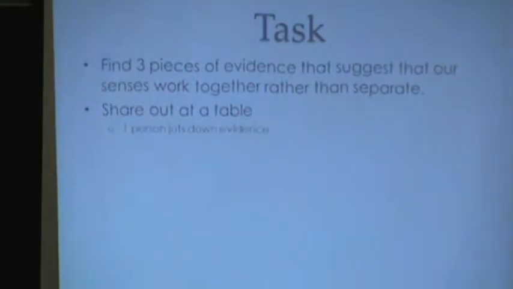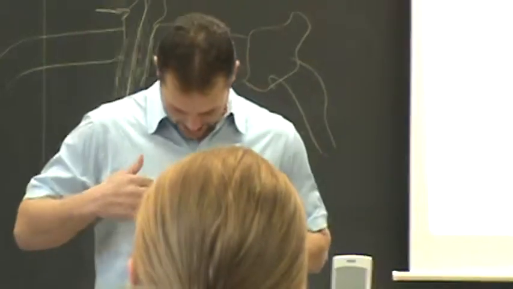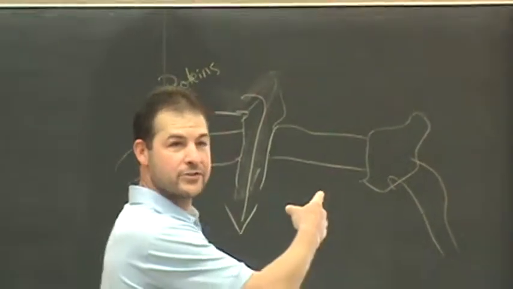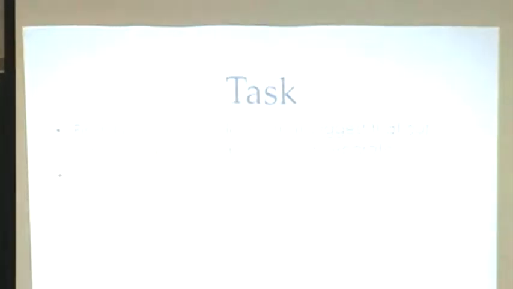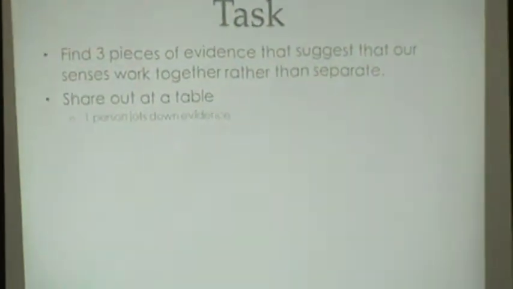So just real quick, indulge me, so that we can practice this. If you go to the 3rd page, under the heading Promiscuous Perception, could you guys read that first thing right there, and annotate? Your task is right there: find 3 pieces of evidence that suggest that our senses work together rather than separate.